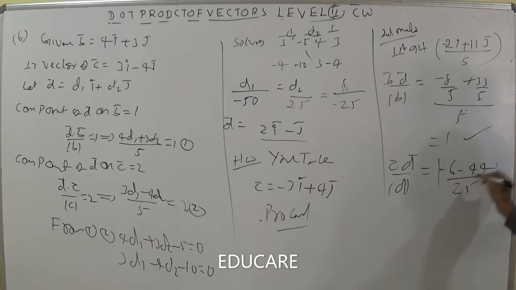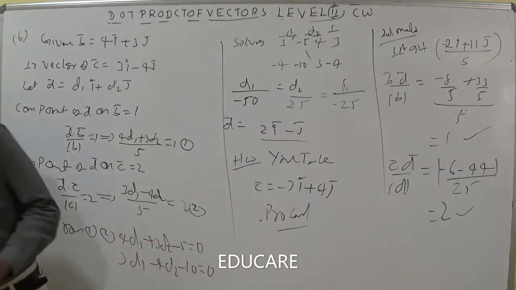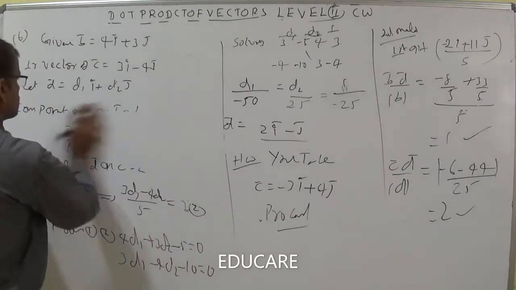You can write a component 50 by 25 too. It is also correct. So verification is a better method, but you try to do the homework by this method.